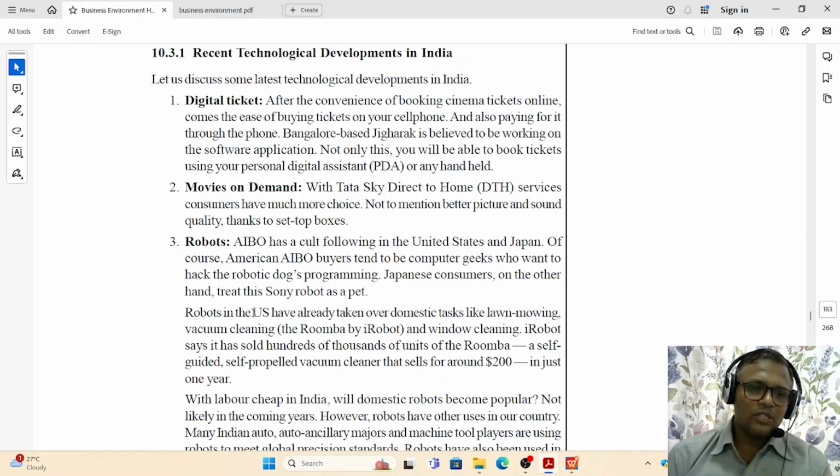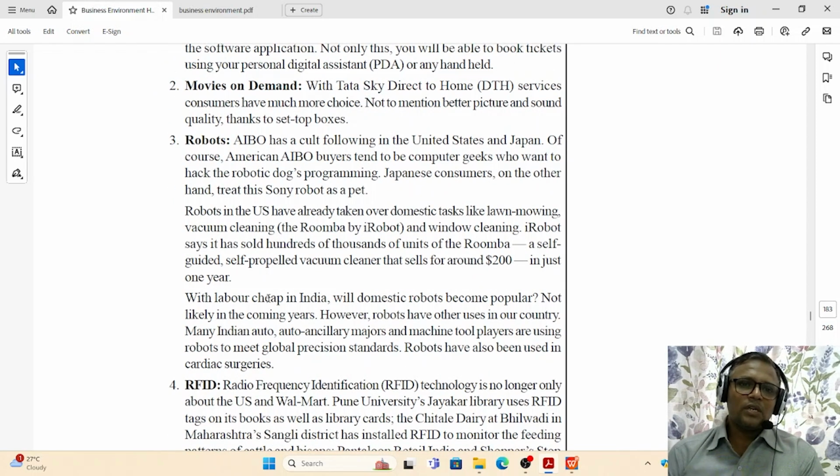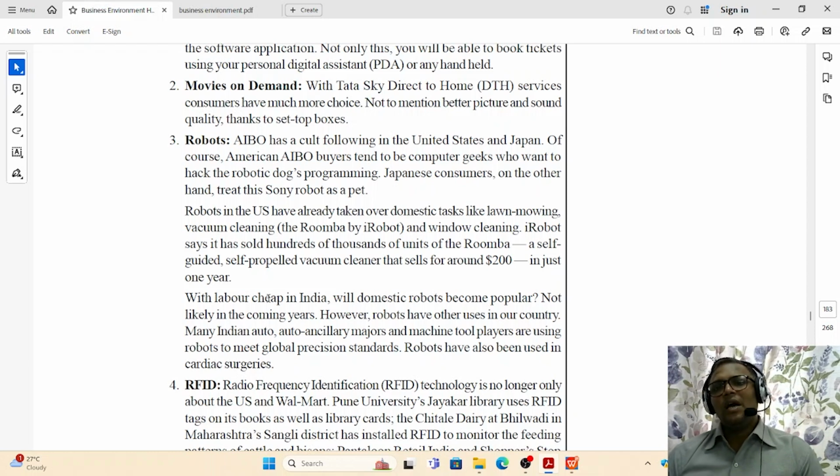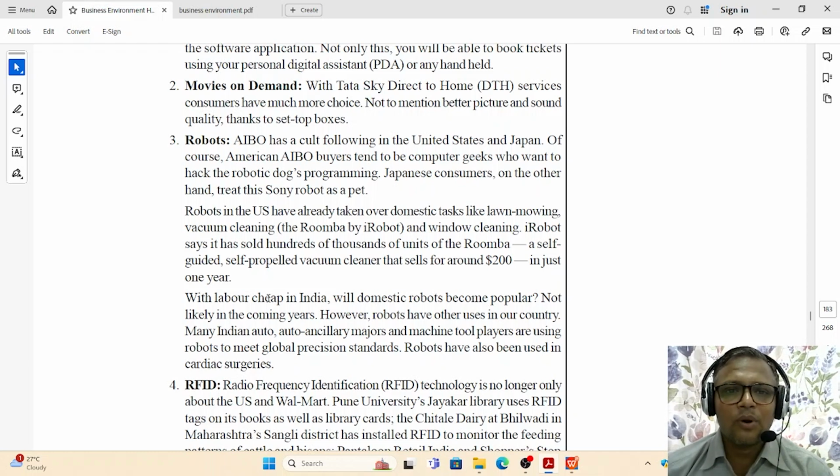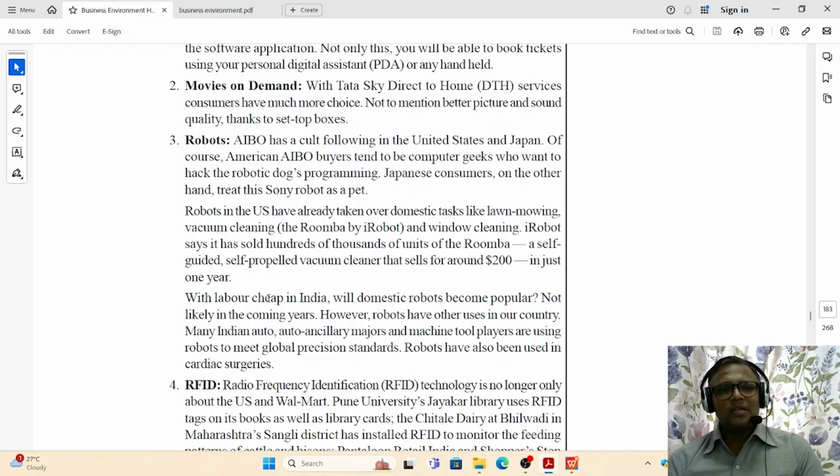Next is the robots or the chatbots. AIBO has a cult following in the United States and Japan. American AIBO buyers are computer geeks who want to hack the robotic dog programming. The Japanese consumers, on the other hand, treat the Sony robot as a pet. The robot in the US has already taken over domestic tasks like vacuum cleaning or window cleaning. iRobot says that it has sold hundreds of thousands of units of the Roomba, a self-guided, self-propelled vacuum cleaner, sold for around $200 in just one year.